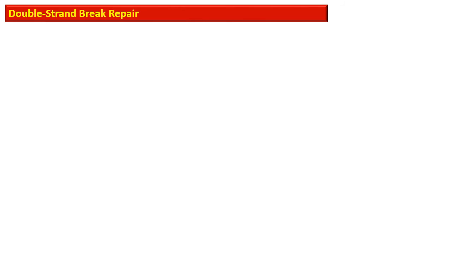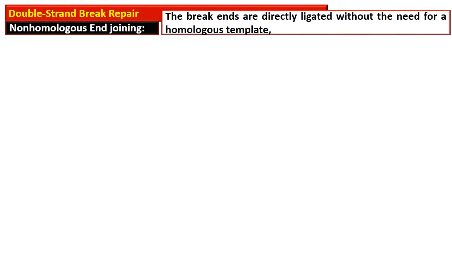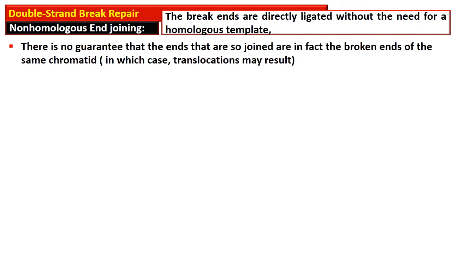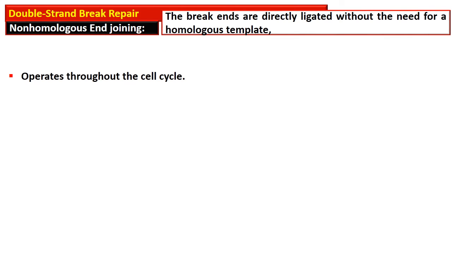The non-homologous end joining is another cell surveillance mechanism in which the break ends are directly ligated without the need for a homologous template. There is no guarantee that the ends that are so joined are in fact the broken ends of the same chromatid. That results in the development of translocations, and these non-homologous end joining mechanisms operate throughout the cell cycle, while homologous recombination is mostly seen in S and G2 phase.